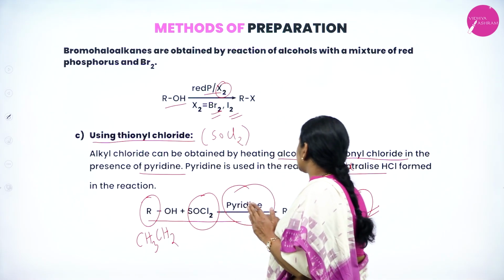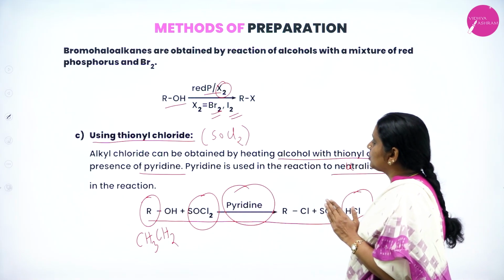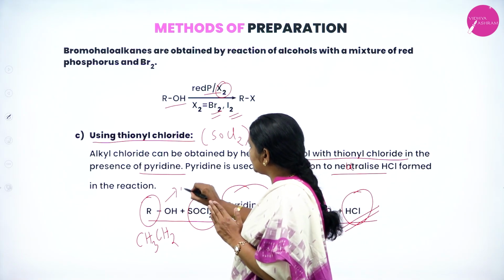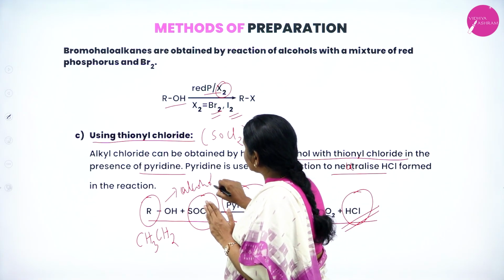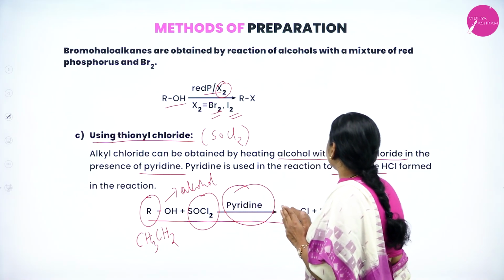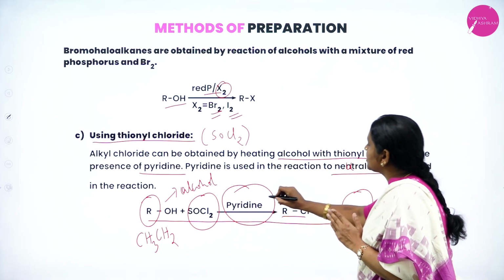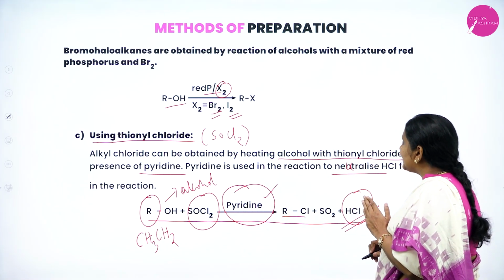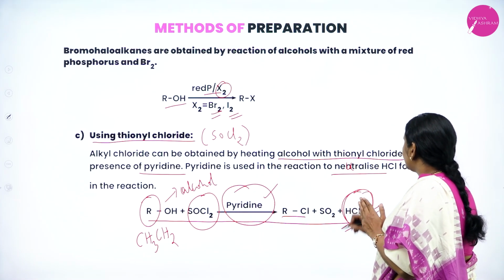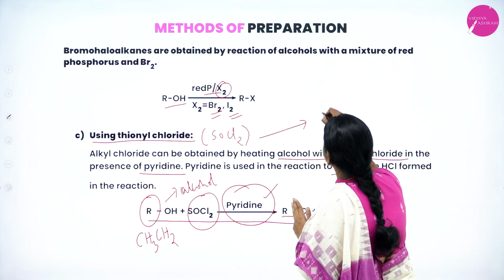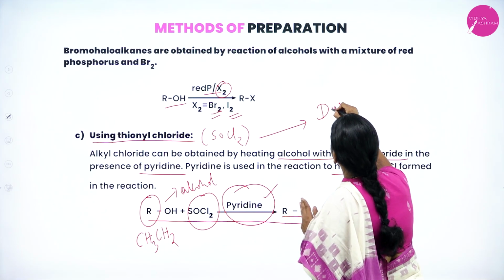Example, in place of R, you put CH3CH2. So, what is the explanation we can give for this? When alcohol is heated with thionyl chloride, it will give rise to alkyl chloride. ROH means alcohol. What's the use of pyridine here? Pyridine is used to absorb or neutralize HCl. This process is called Darzens process.